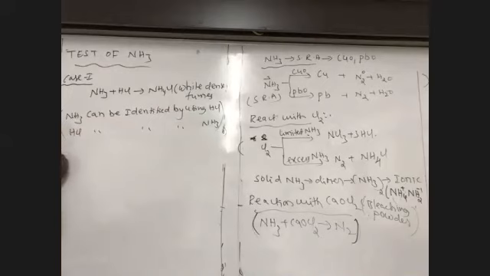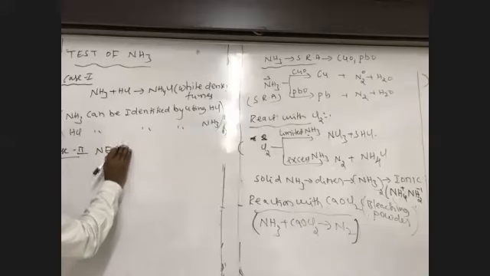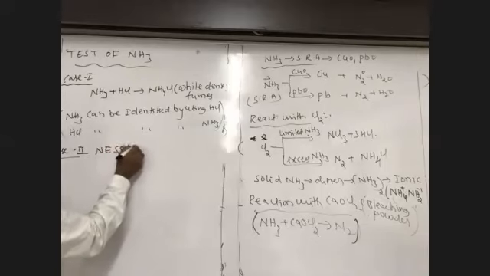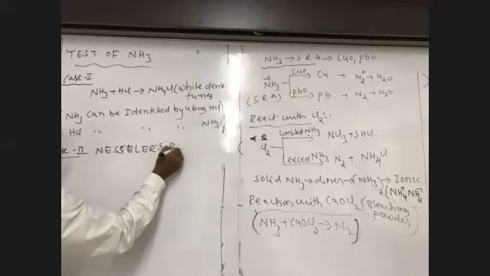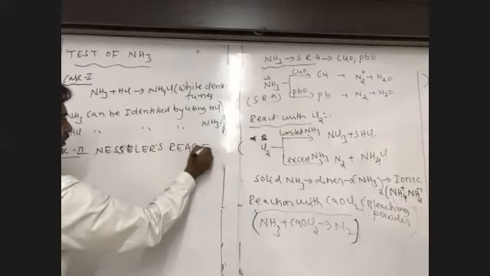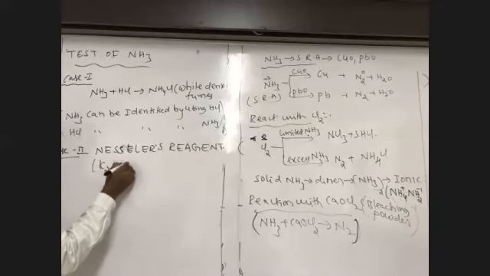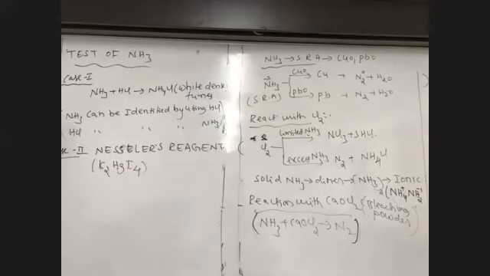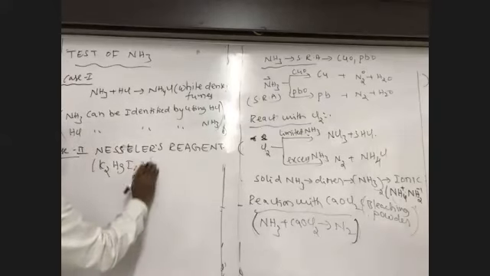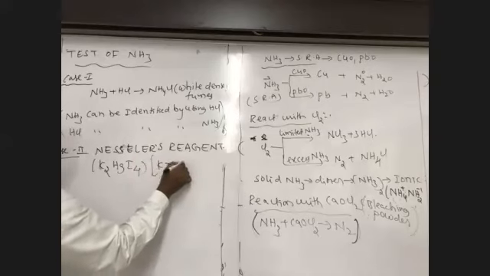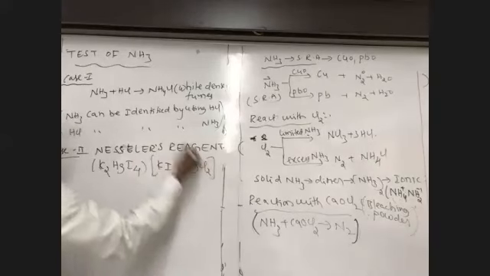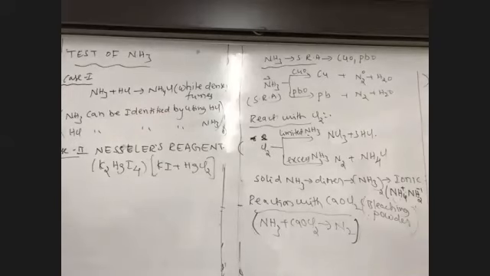In the second case, ammonia can be identified by using Nessler's reagent. Nessler's reagent is potassium mercuric iodide, K2HgI4. It can be prepared by the combination of KI and HgCl2. Here Nessler's reagent is added to ammonia solution.